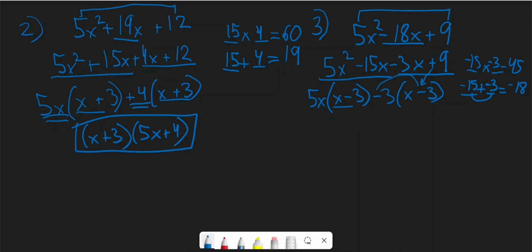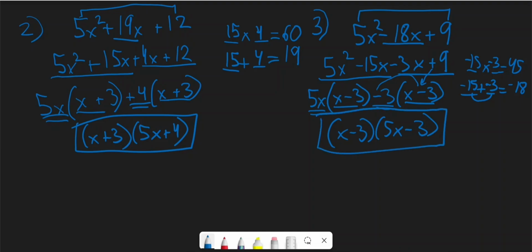All right, so the first factor is your common factor, which is an x minus 3. And the other one would be whatever is left over, which we have a 5x minus 3. Okay, and that would be the entirety of the factorization process for number 3. Okay, so we got 2 more left, and let's move down for that.